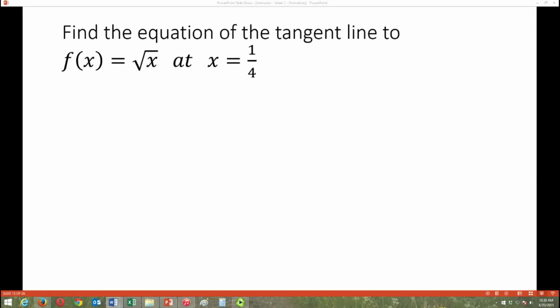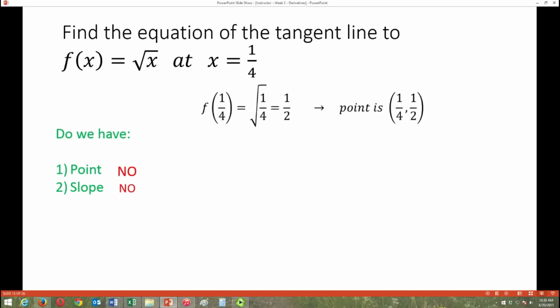Let's look at another one. Find the equation of the tangent line to f of x equals the square root of x at x equals 1/4. We ask ourselves, do we have a point? No. And do we have a slope? No. Again, we are given an x value. We can plug into the function to get the y value. f of 1/4 equals the square root of 1/4, which is 1/2. So the point is 1/4, comma 1/2.